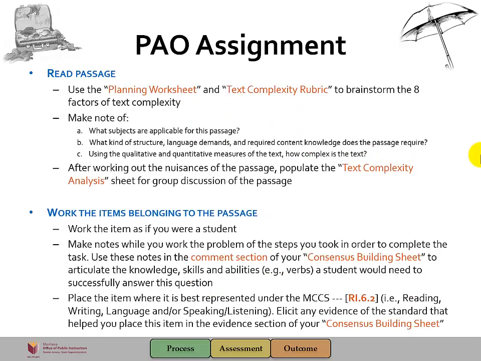Now that we have gone through all the aspects of the ELA standards and protocols needed to consider when making item classification judgments, the POW assignments are to read passages and to work the items of the passages. When reading a passage, use the planning worksheet and the text complexity rubric to brainstorm the 8 factors of text complexity.